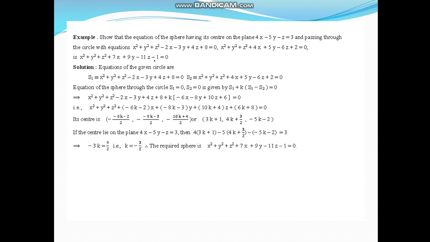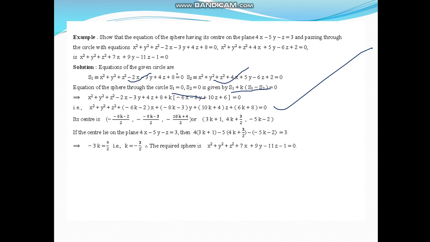Then next is here, show that the equation of sphere having its center on this plane and passing through the circle with these two is this. So the equations of the given circle are S1 and S2. Actually these two separately are spheres, but their intersection is definitely a circle. So the equation of sphere passing through this circle S1 S2 is given by this formula. Let us substitute here the values of S1 and S2. You will get this result here.